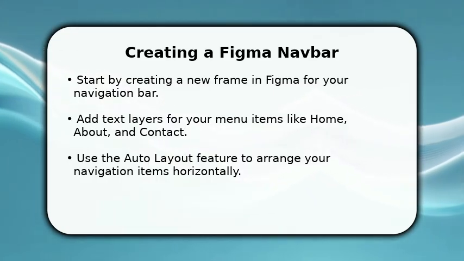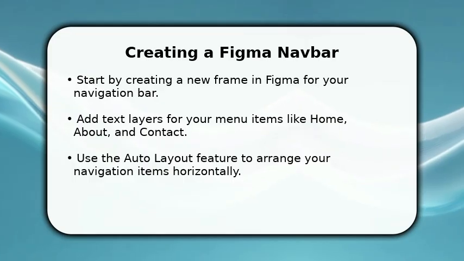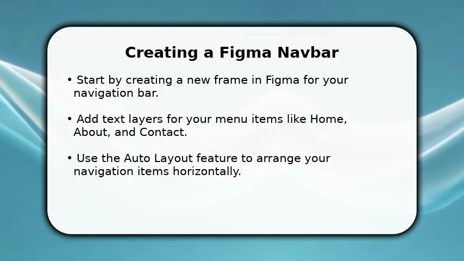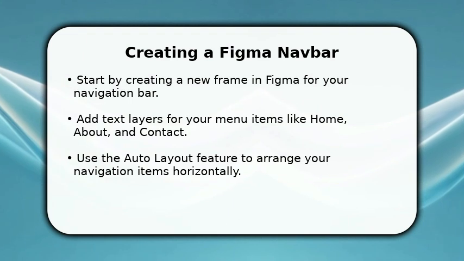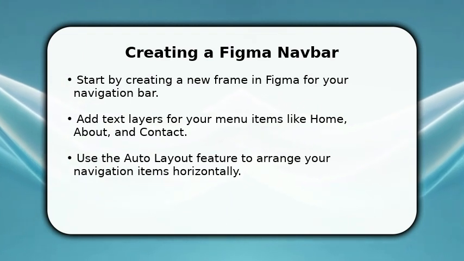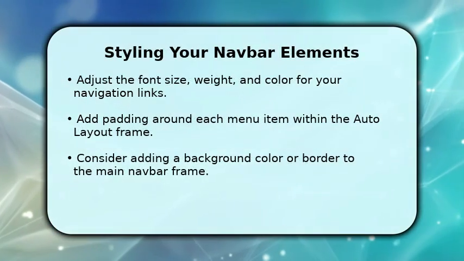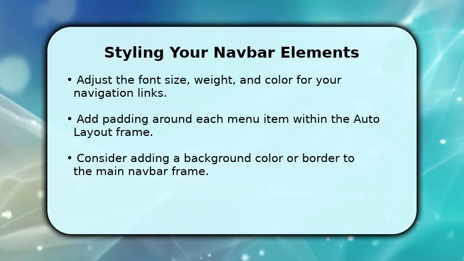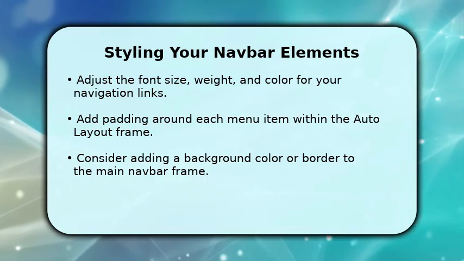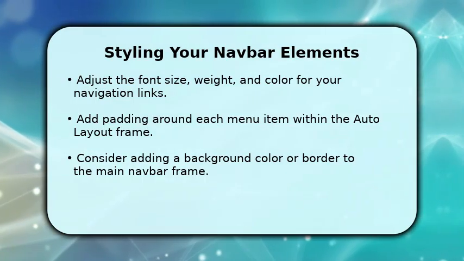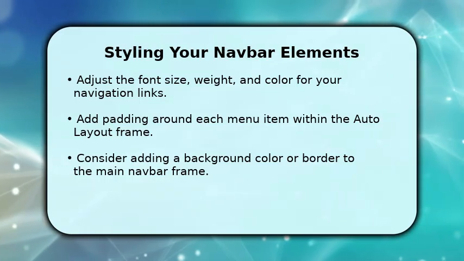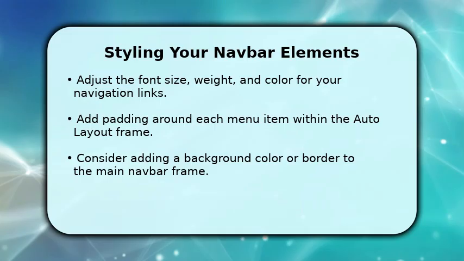Then, select all these text layers and apply Auto Layout, setting the direction to horizontal and adding some spacing between items, perhaps 32 pixels. Now, let's refine the appearance of your navigation. Select your text layers and choose a clear, readable font, perhaps 24 pixels in size with a medium weight. Apply a consistent color, like a dark gray.